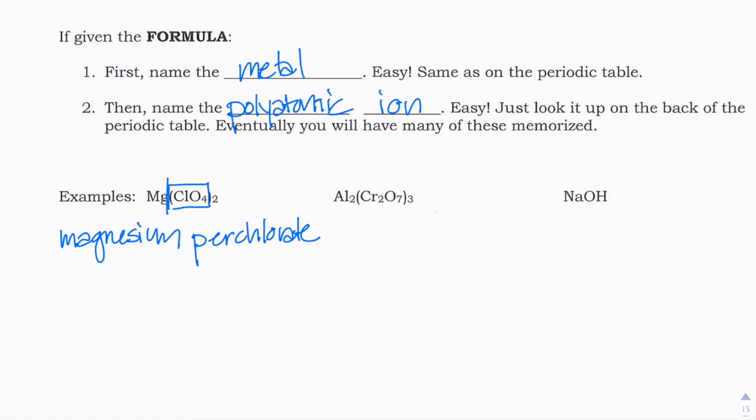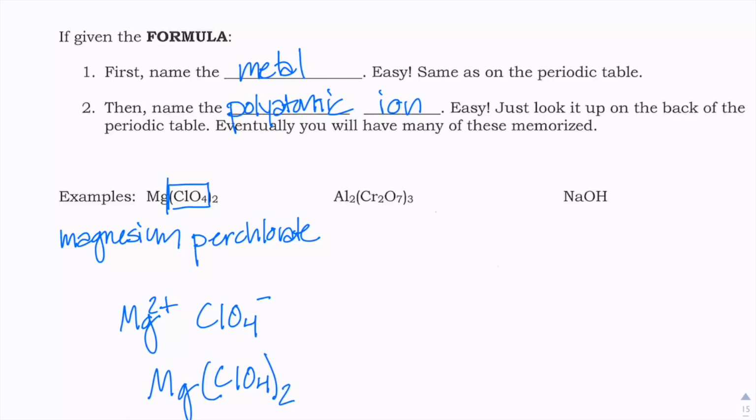And you may be wondering why that 2 is out there. Well, here's the reason. Here are the charges for magnesium and perchlorate. That's a 2+. So if you put those together, you get 2 perchlorates for every 1 magnesium. That's why that's there. You don't need to include that in the name at all.